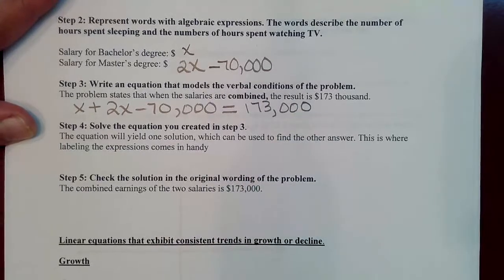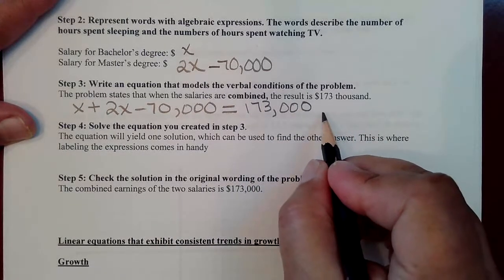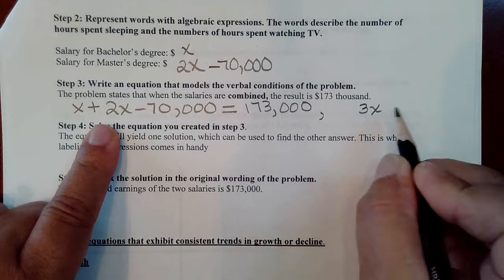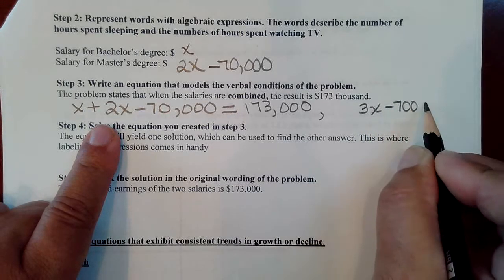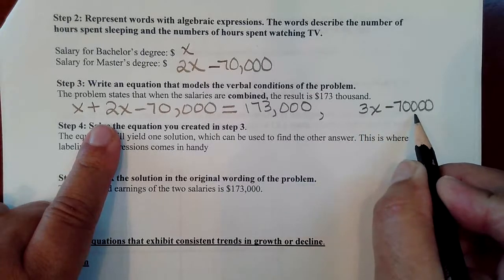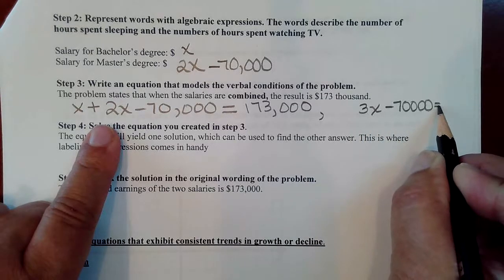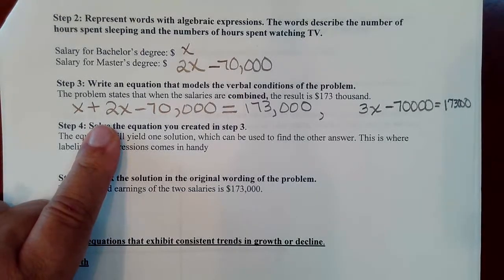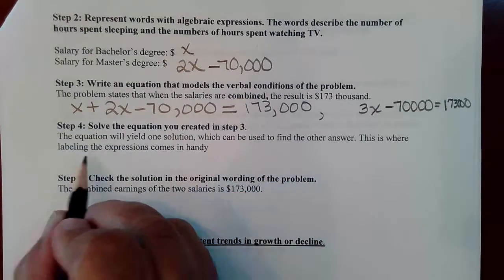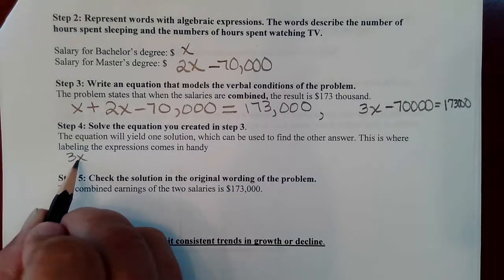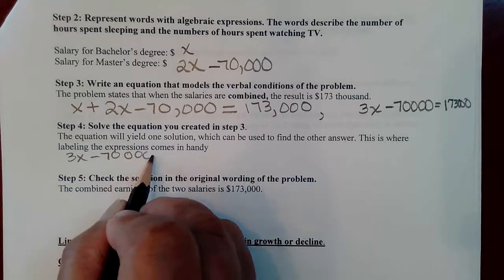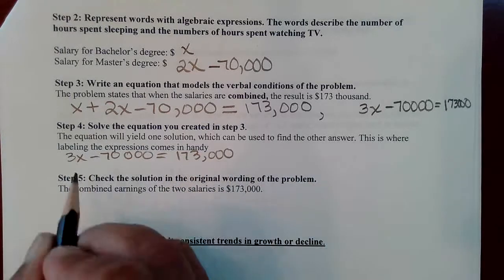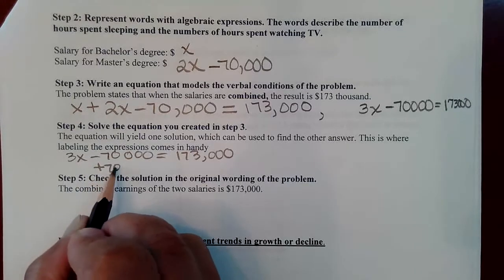Solve the equation. As you solve the equation, I'll just clean it up a little bit right here. I'll at least combine these, and then we'll start going through the steps for isolating X in the next step. So there's 3X minus 70,000. I'm going to leave the commas out and the dollar signs for right now. Is equal to 173,000. Okay, so 3X minus 70,000 is equal to 173,000.